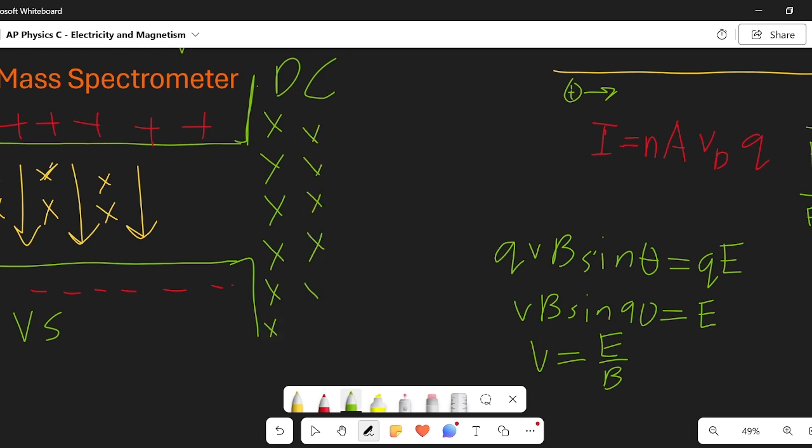And essentially, they're just going to deflect in like so, and this is going to have some radius r. This is going to be the magnetic force acting on this charge, like so.